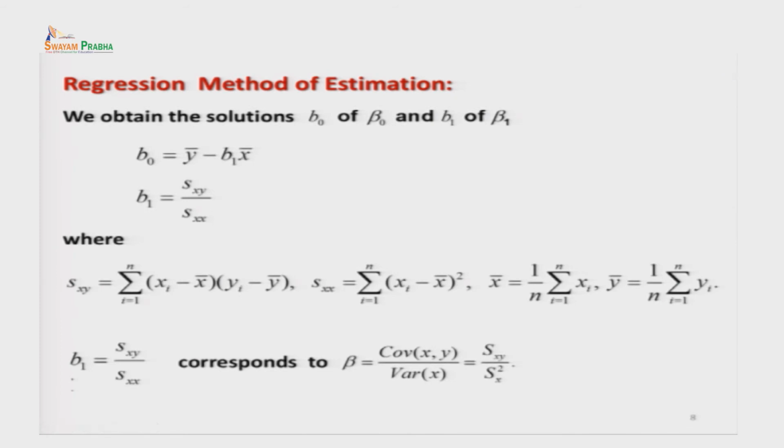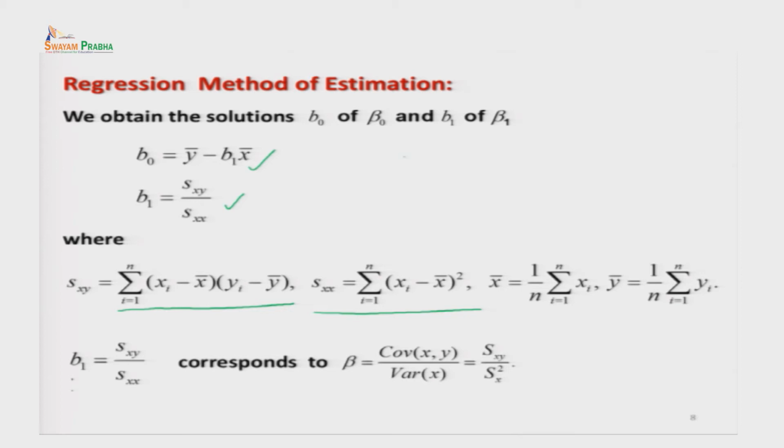So, this is exactly what I have obtained here. You can see here that this b0 is equal to y bar minus b1 x bar, and b1 is equal to small Sxy upon small Sxx, where Sxy is given by summation i goes from 1 to n of xi minus x bar times yi minus y bar, and Sxx is simply summation i goes from 1 to n of xi minus x bar whole square, and they all are sample based quantities.